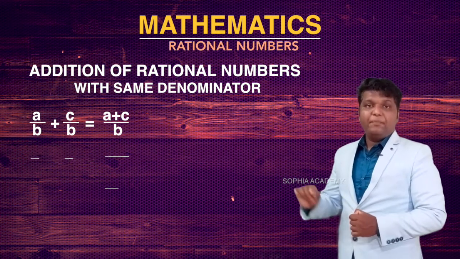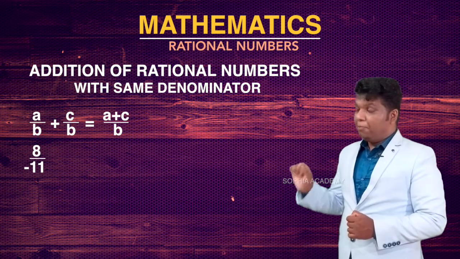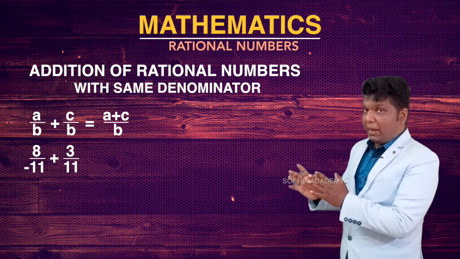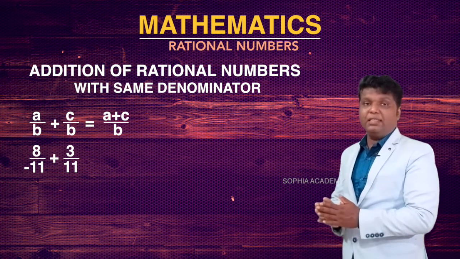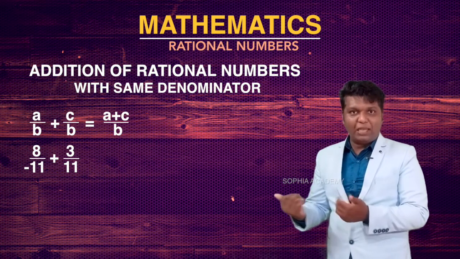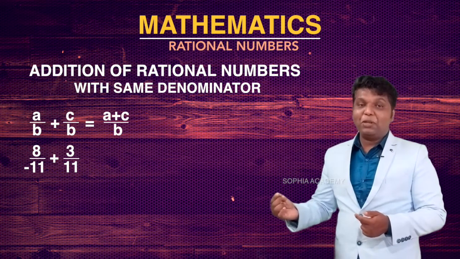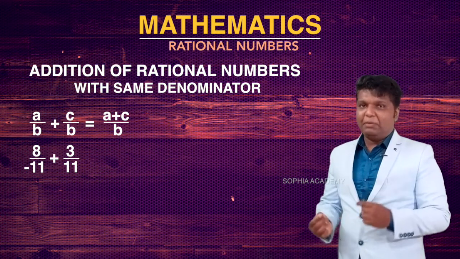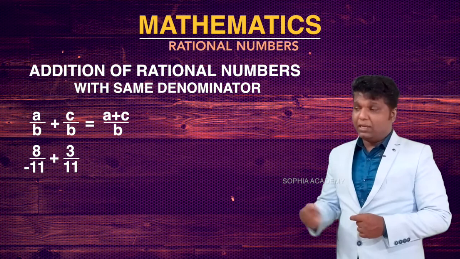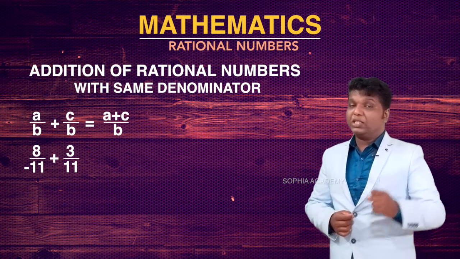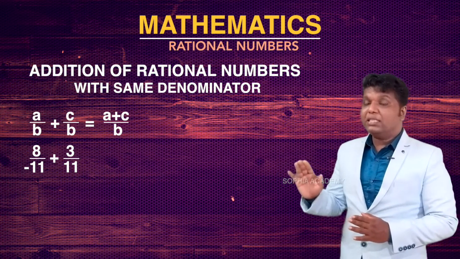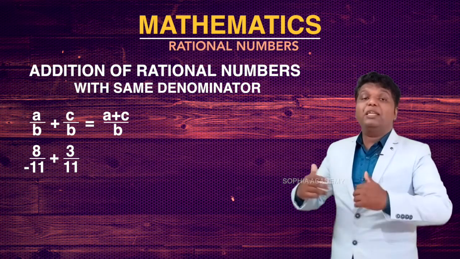One more example. 8 by minus 11 plus 3 by 11. Here you can see in one it is minus 11, and in the second one it is 11 itself. Actually in our mind it will come, why did it come under this topic, because I already mentioned that we are going to discuss fractions having the same denominator, but here they are different, right? I already told you in the initial class of this section, whenever you see a negative in the denominator part, you have to bring it into the standard form.